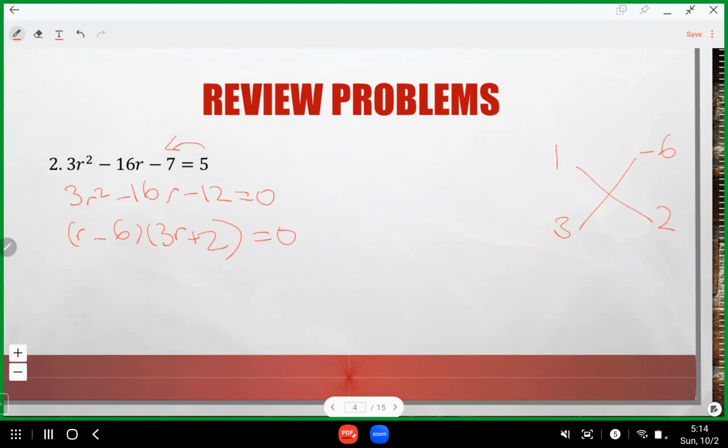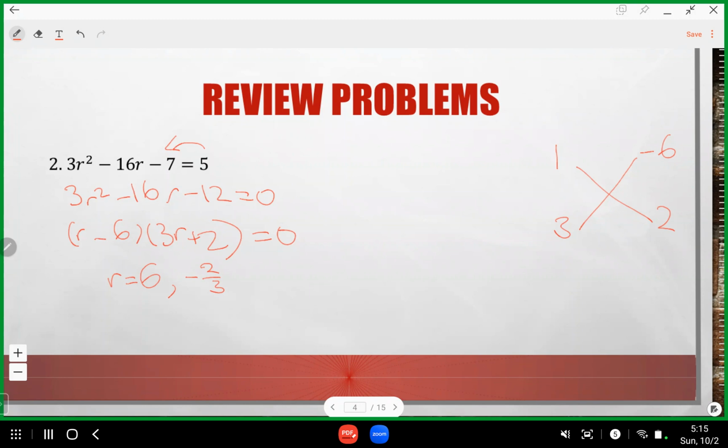r minus 6 is equal to 0, or 3r plus 2 is equal to 0. So then r equals 6 and, would it be negative 2/3? All right, very good, Kaylee. So remember to move the 2 to the other side, it turns into negative, okay? Then you divide by 3, so it's negative 2/3.